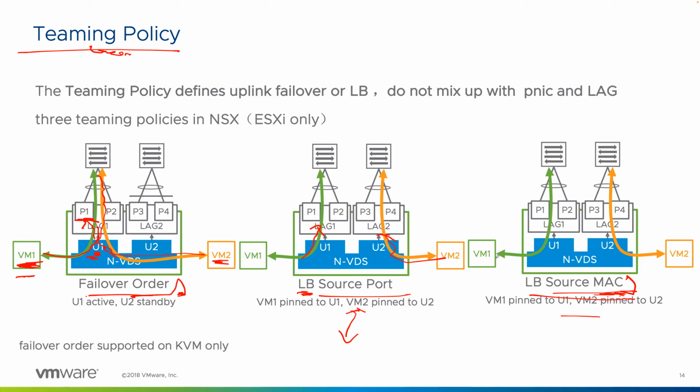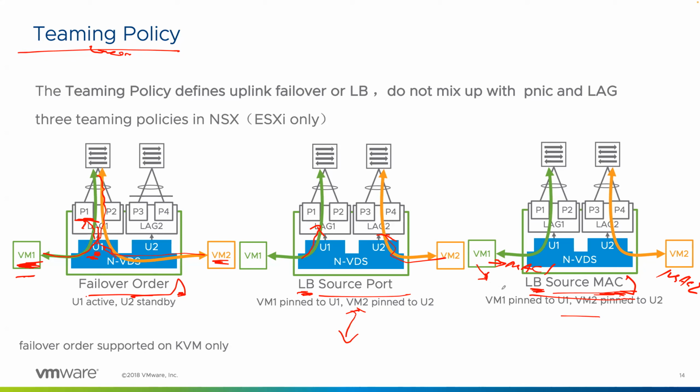For example, VM1 has a MAC 1, VM2 has a MAC 2, right? So MAC 1 goes U1, MAC 2 goes U2. This is the round robin load balancing.